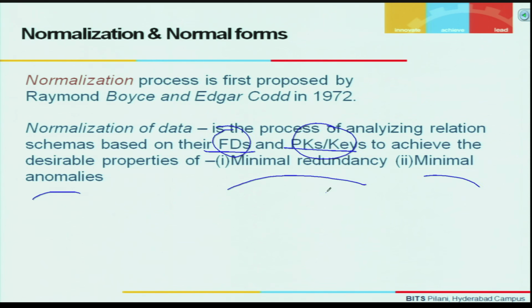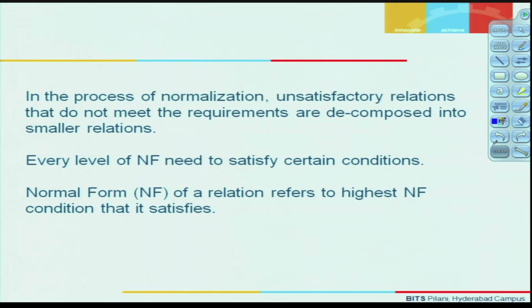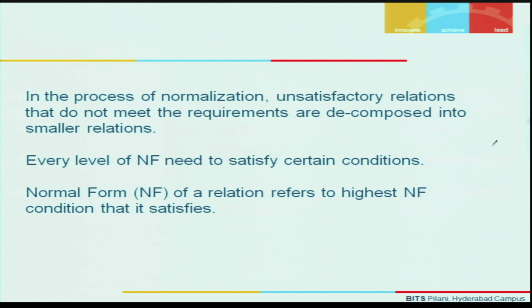This process of enhancing the quality of the relation schema is known as the normalization process. It is based on functional dependencies and keys. In the process of normalization, unsatisfactory relations that do not meet required conditions or requirements are decomposed into smaller relations. Every level of normal form needs to satisfy certain conditions.